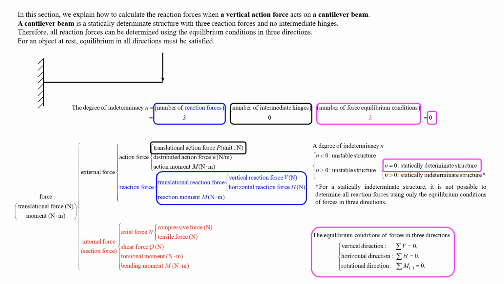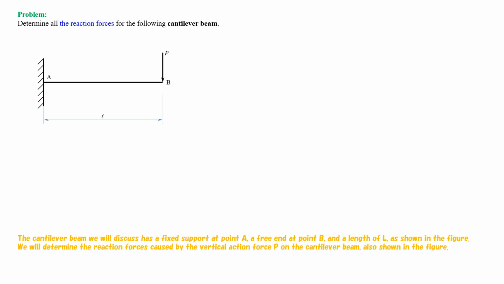For an object at rest, equilibrium in all directions must be satisfied. The cantilever beam we will discuss has a fixed support at point A, a free end at point B, and a length of L, as shown in the figure. We will determine the reaction forces caused by the vertical action force P on the cantilever beam, also shown in the figure.